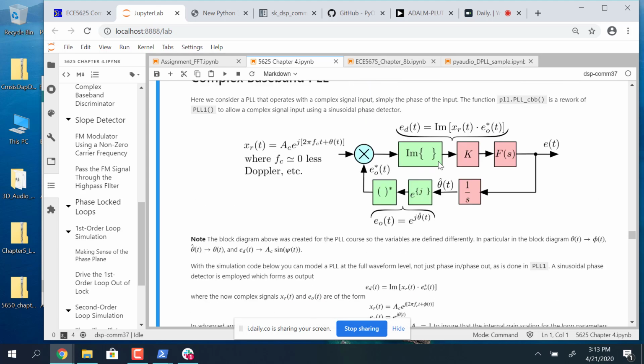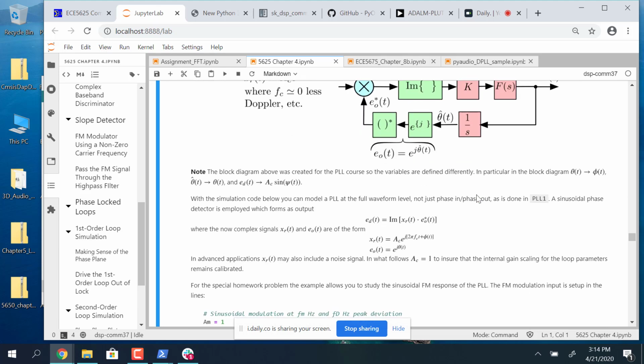So we have the phase error, which is the sine of the phase difference. We have a loop gain K. We have a loop filter we can put in. We have an integrator from the VCO, and then the phase output theta hat drives a complex sinusoid, and then that comes back around and forms the error signal. So the components that we can freely deal with are in the red, K, Fs, and 1 over S.